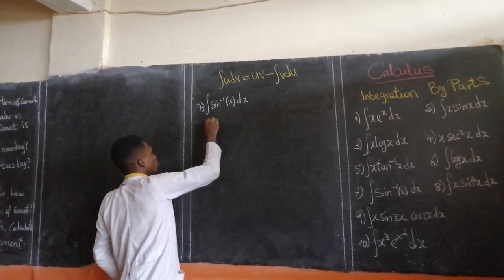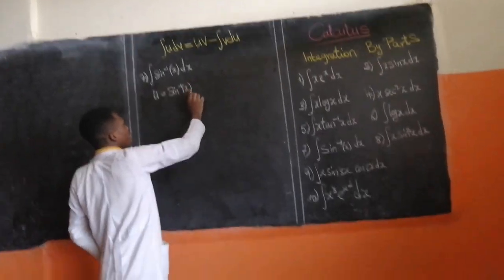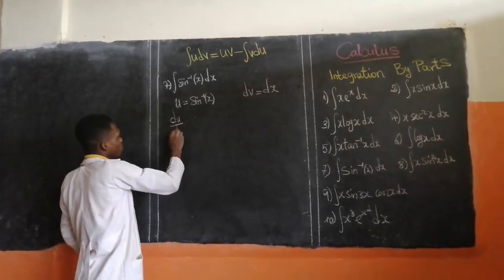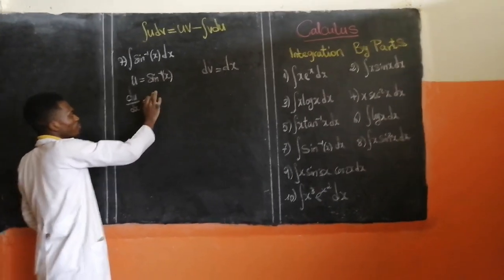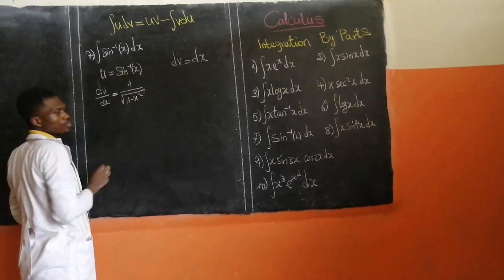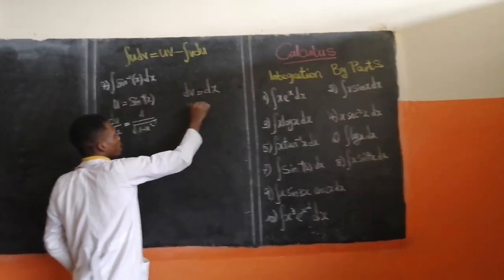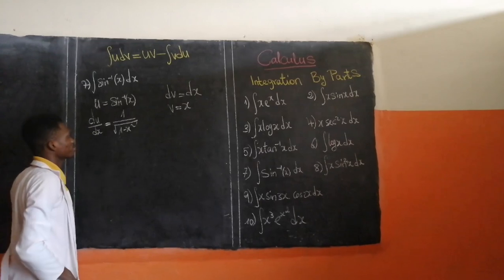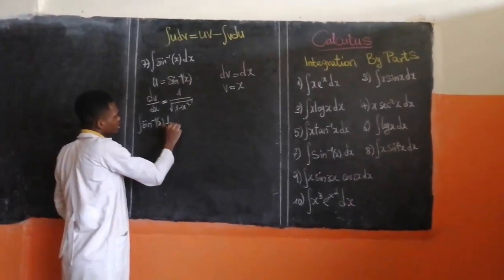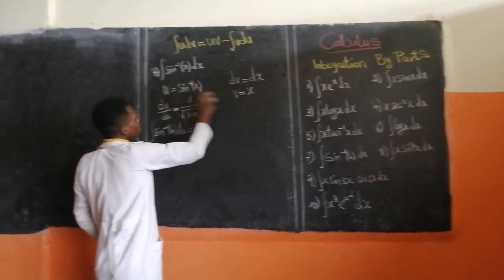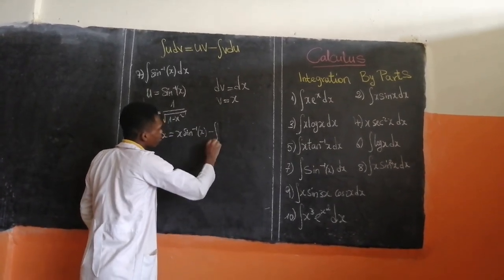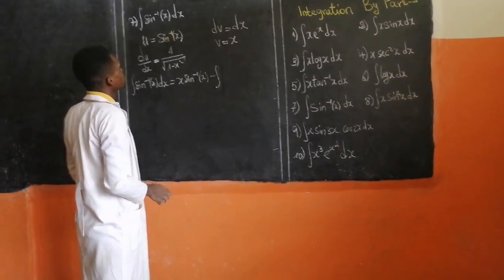So we can let u be equal to the sine inverse of x, and let v be equal to x. We differentiate u, so we have that du dx is equal to 1 over the square root of 1 minus x squared. When we integrate dv, integrating dx, we have x. Now the integral of sine inverse of x dx is equal to uv, x sine inverse of x, minus integral of v du. V is x.